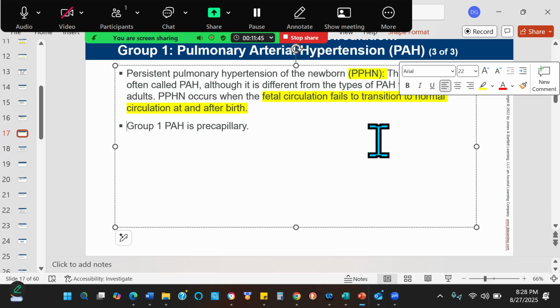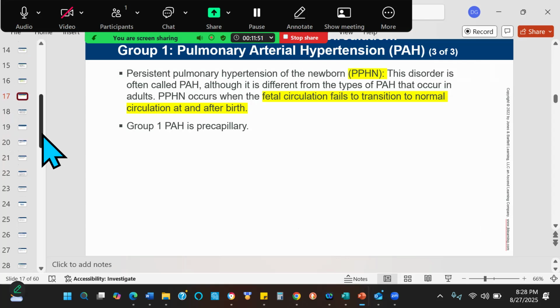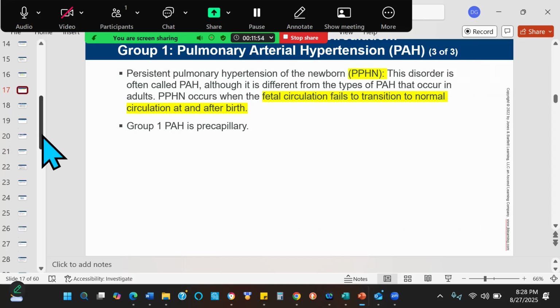Those are openings that are in place while the infant is developing in mom, but they should close at the time of birth. If they don't, we've got a problem, and we've got to get those to close. And we can do that. We know how to do that these days.